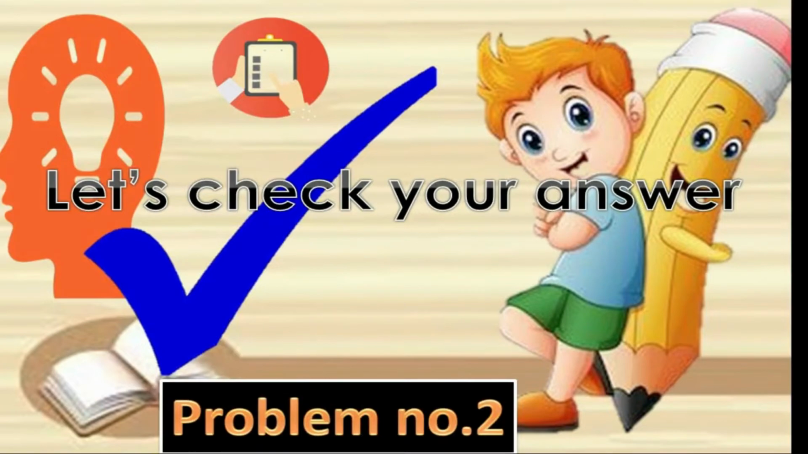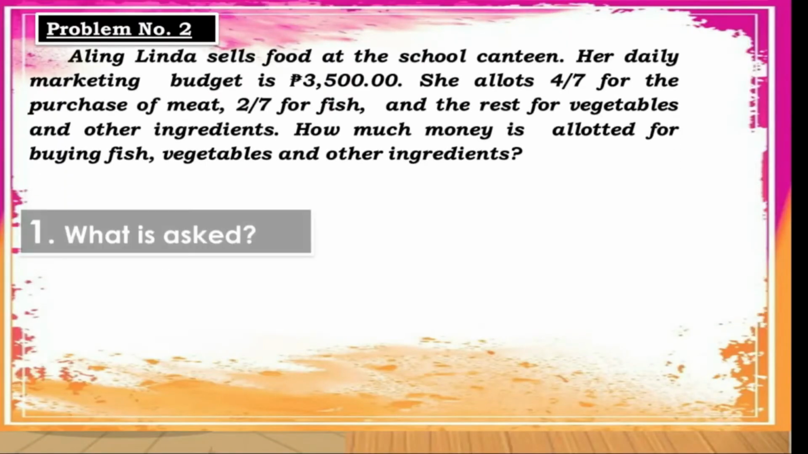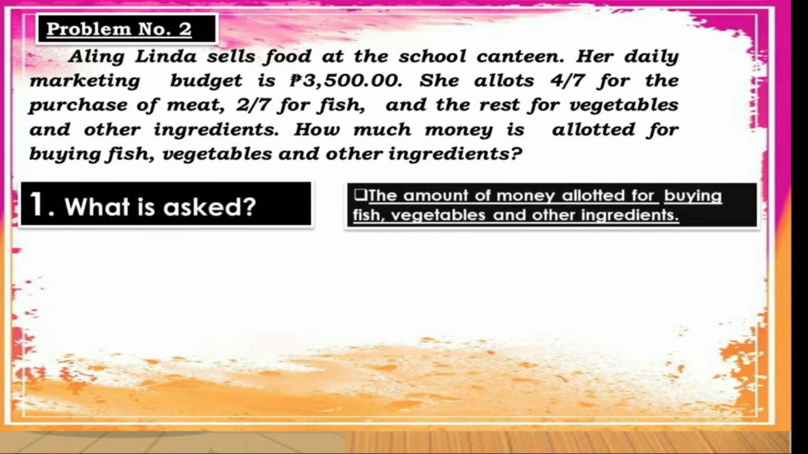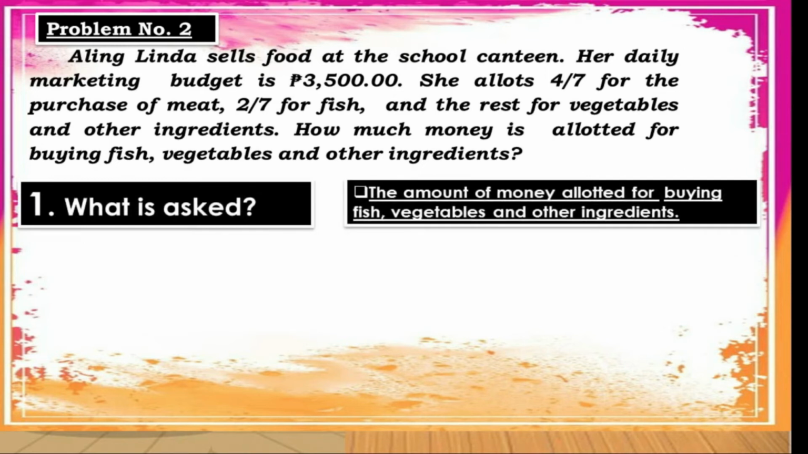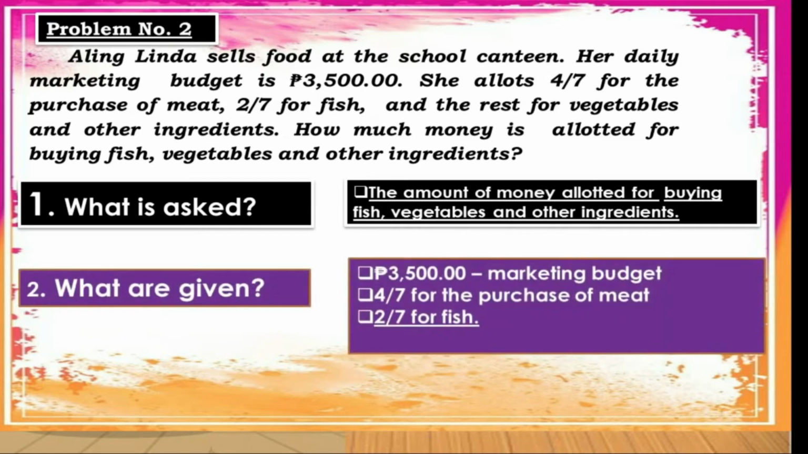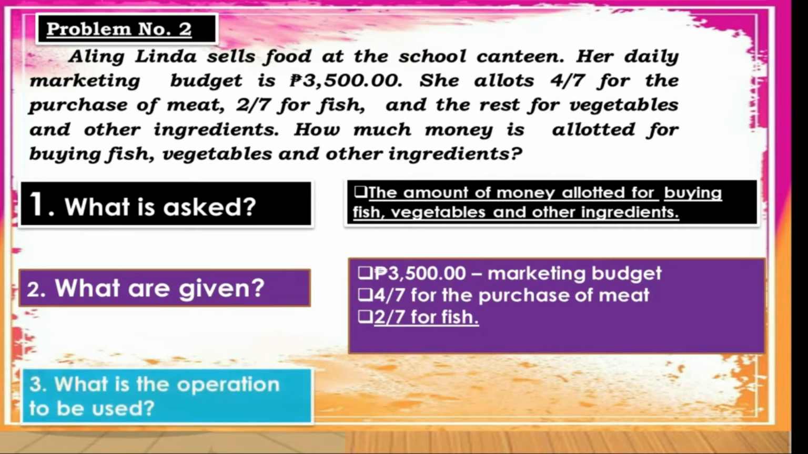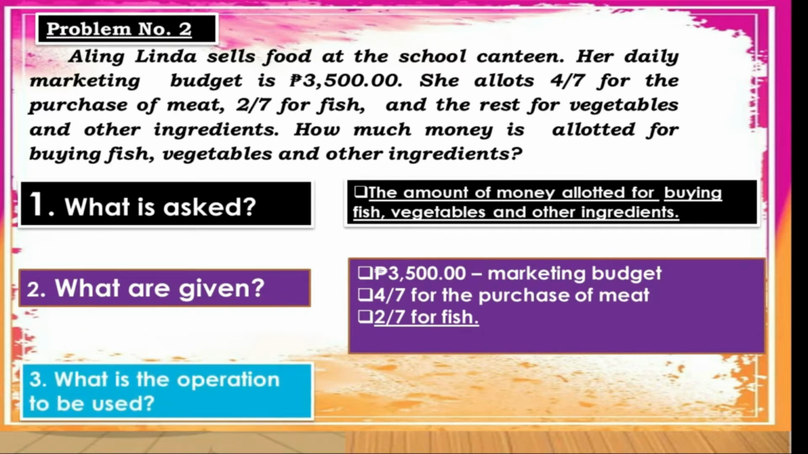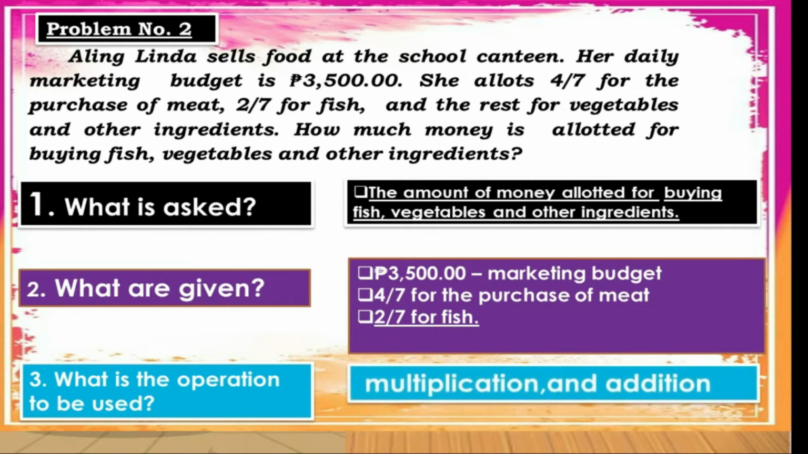Okay, what is asked? The answer is the amount of money allotted for buying fish, vegetables, and other ingredients. Number 2, what are given? The answer is 3,500 for marketing budget, 4/7 for the purchase of meat, and 2/7 for fish. What is the operation to be used? Okay, the answers are multiplication and addition. What is the number sentence?